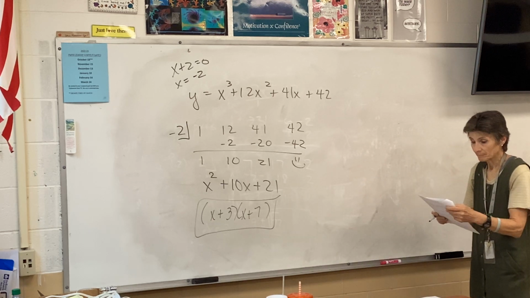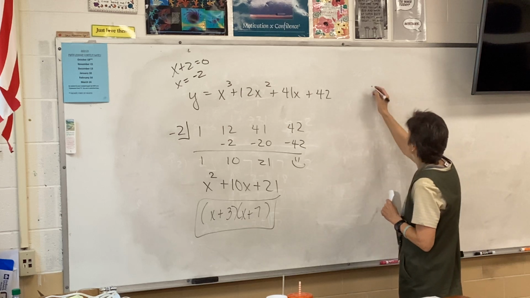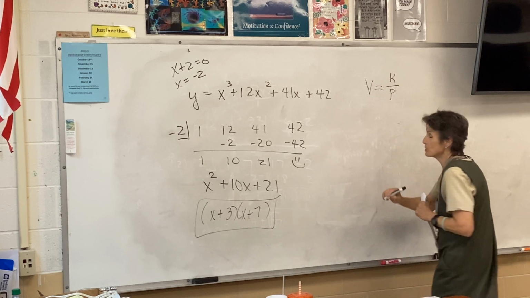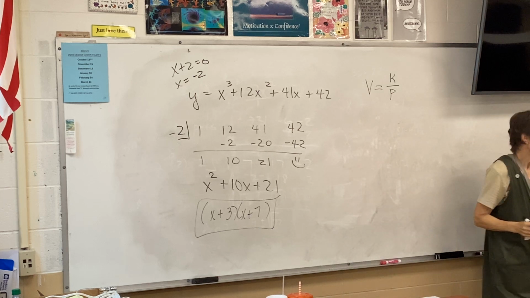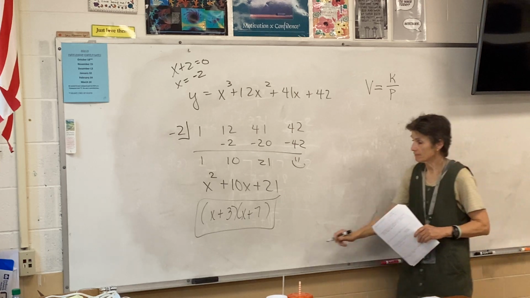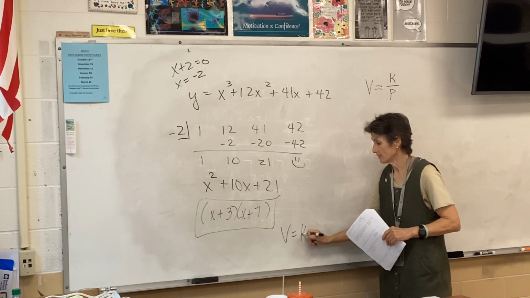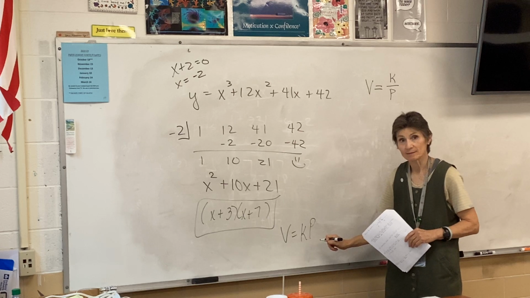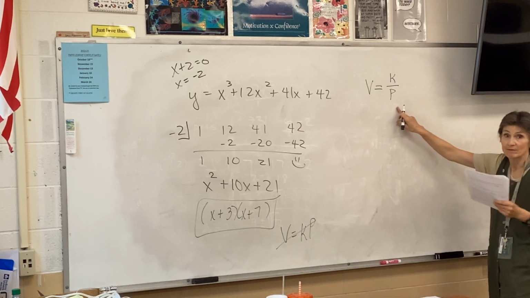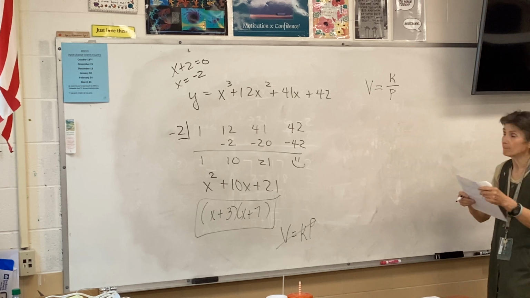Number 11, volume varies inversely as pressure. Remember, if you had direct variation, it would be K times P. That's direct variation. We don't have direct, we have varies inversely. So this is our setup.